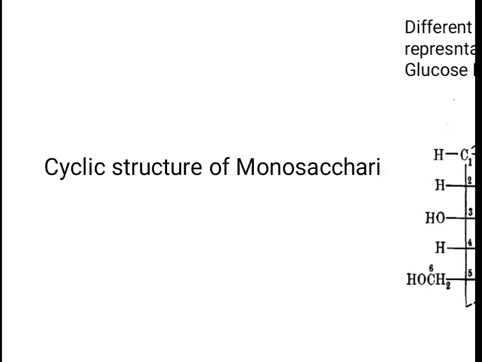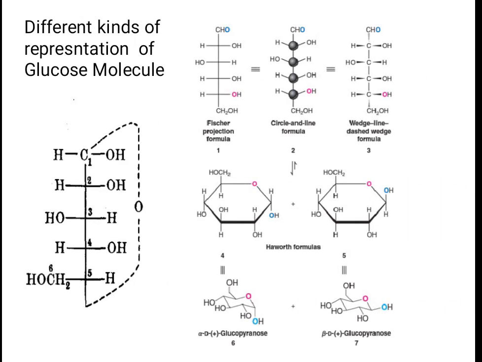Cyclic structure of monosaccharides. Here I have shown the different kinds of representation of the glucose molecule. At first, try to understand that this is your Fischer projection formula of glucose. This is the circle and line formula, and this is the wedge and dashed wedge formula. And this is the Haworth formula. These two are the chair forms.